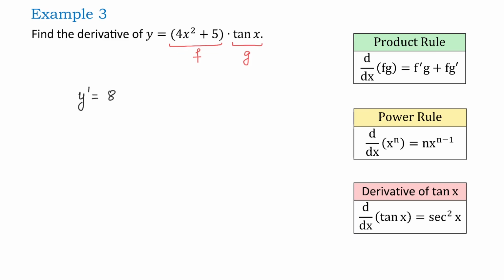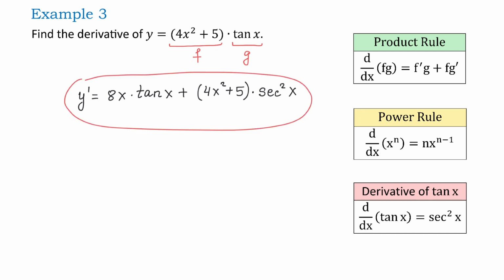So we will write 8x, and the derivative of 5 is 0 because the derivative of a constant is 0. And now we will multiply this by the g function, which is tangent of x plus, and now we need f g prime. So we will bring down the f function, which is 4x squared plus 5, and take the derivative of the g function. And the derivative of tangent of x is secant squared of x. So now we will multiply by secant squared of x. And now the problem is completed.